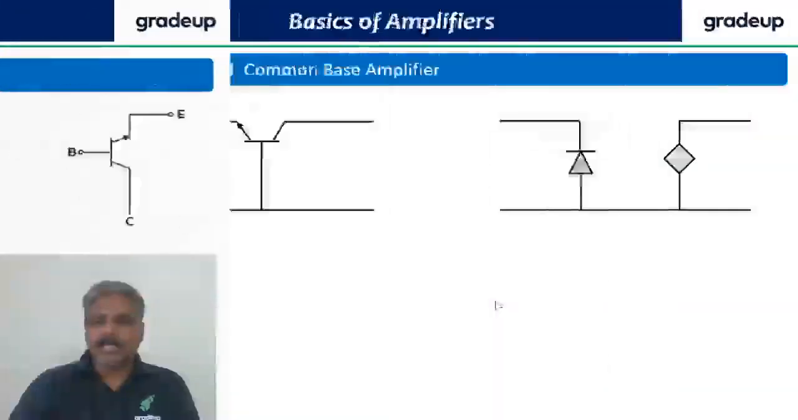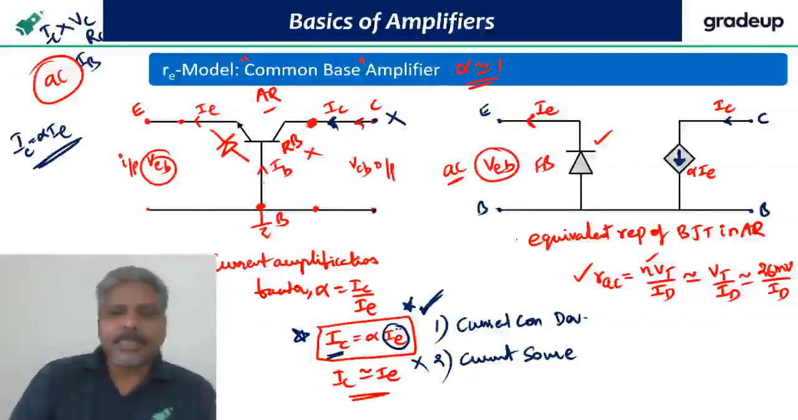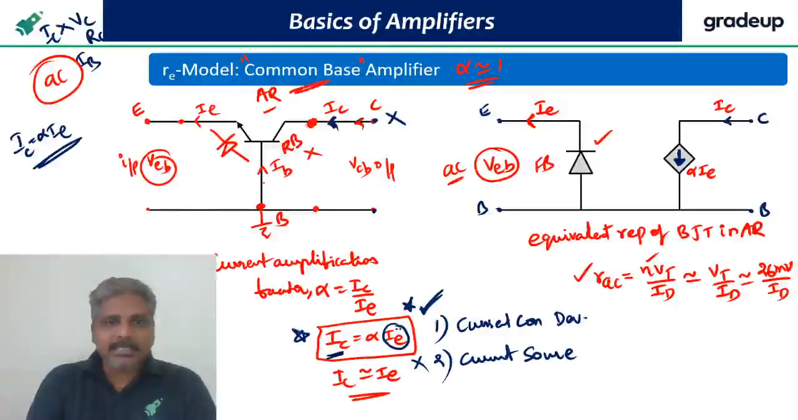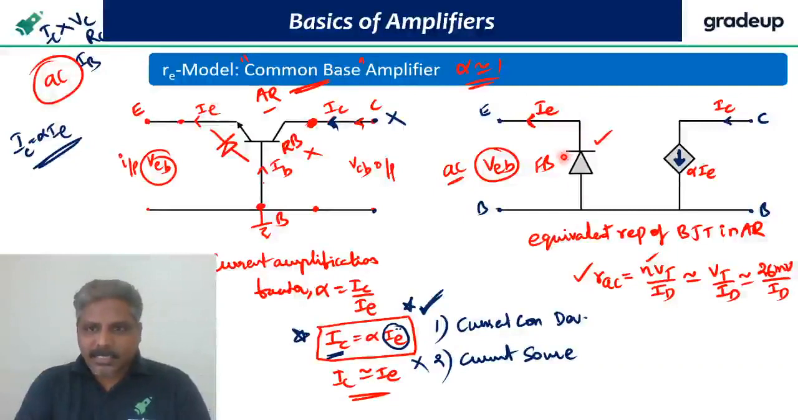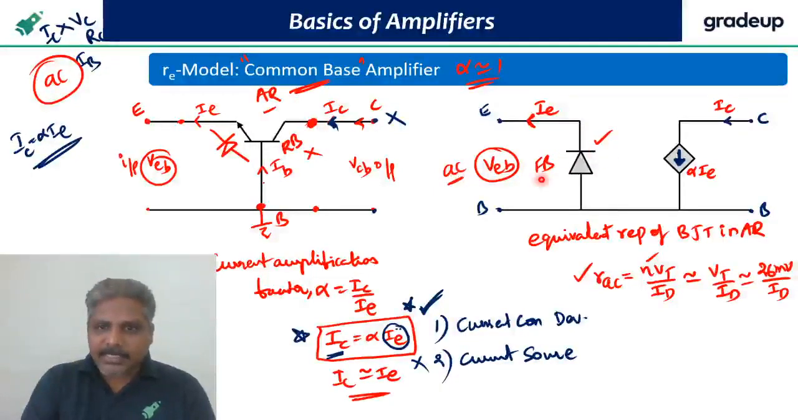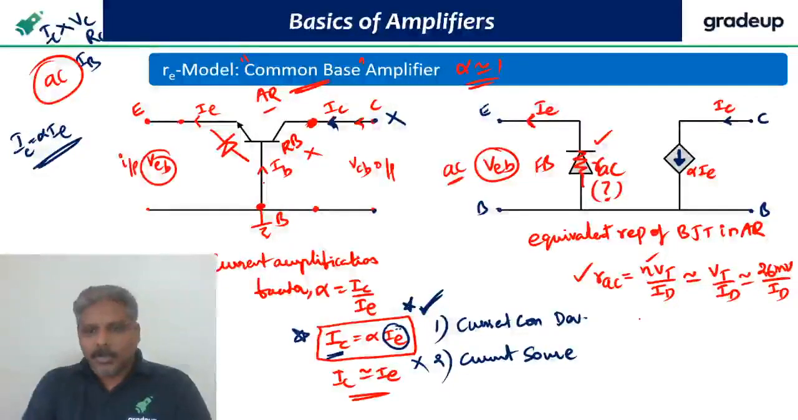So whenever I go for a BJT in common base, this junction is forward biased and applied with AC. So this junction offers a resistance. How much is that resistance? The resistance offered by this junction is now RAC. Now I want to see how much this RAC is.